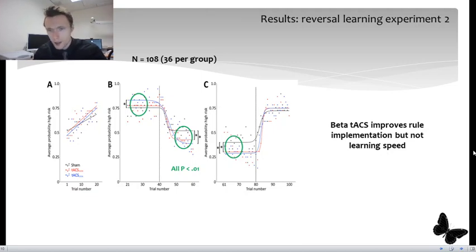And as I said, I'm not so sure that it was so necessary to have those two conditions. We probably could have just used the same montage as in the first experiment, but yeah, that was just an idea I had back then. So in this case, we find no improvement on reversal learning speed, but we do find improvements on rule implementation.